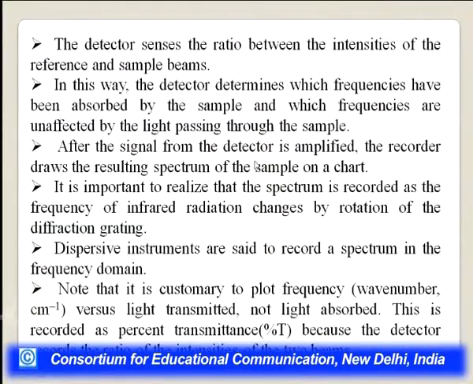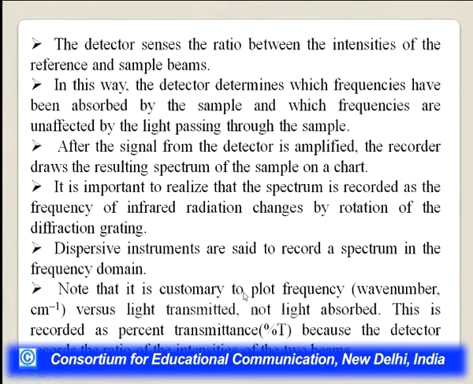After the signal from the detector is amplified, the recorder draws the resulting spectrum of the sample on a chart. It is important here to realize that the spectrum is recorded as the frequency of infrared radiation changes by rotation of the diffraction grating. Dispersive instruments are said to record a spectrum in the frequency domain.